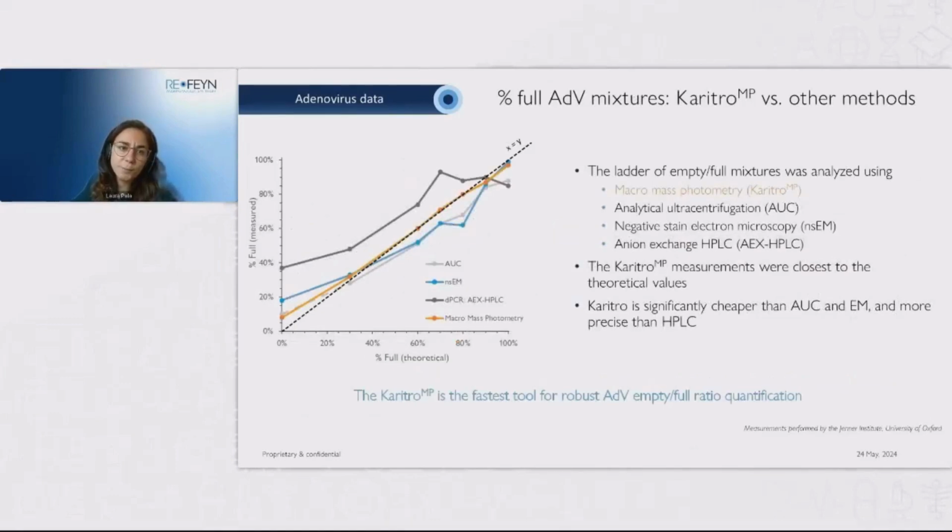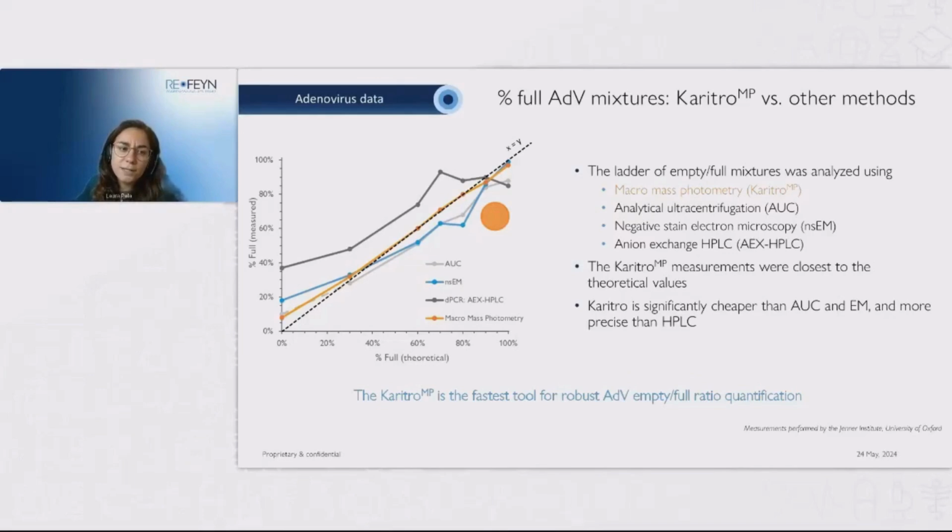So the next step was to compare the KaritroMP with other analytical methods. The ladder of empty-full mixtures shown in the slide before was analyzed using the Karitro, so mass photometry, analytical ultracentrifugation, electron microscopy, and anion exchange HPLC. And you can see the data represented in this plot.